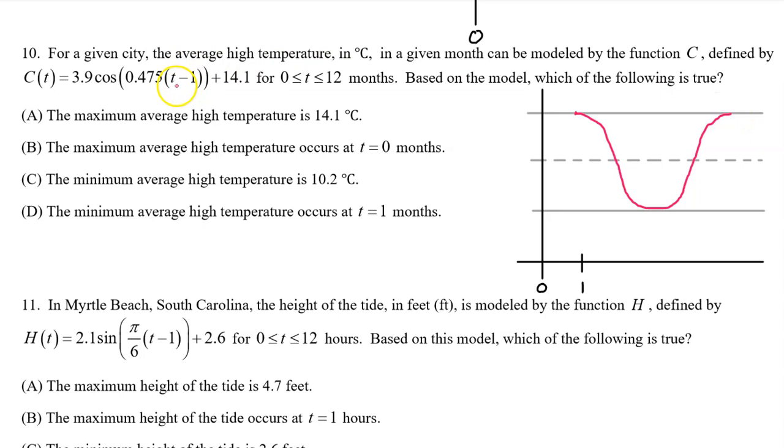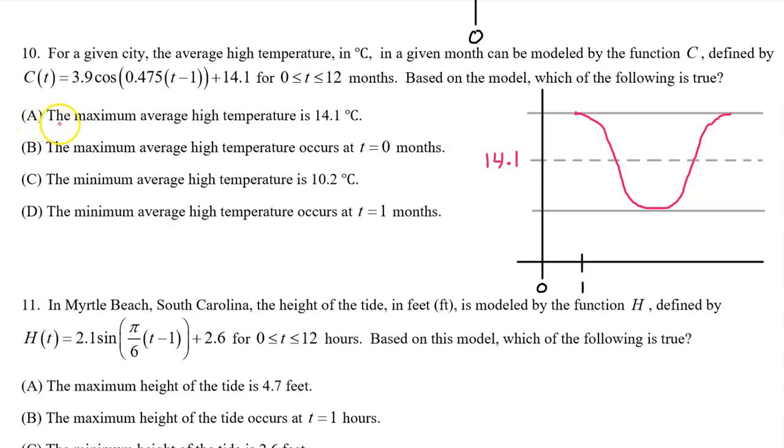I also see that the c value is -1. Therefore, the phase shift is +1. That's why I am starting this period of the right side up cosine function at +1. Also, the d value is 14.1. Therefore, the middle value of this cosine function will be 14.1.